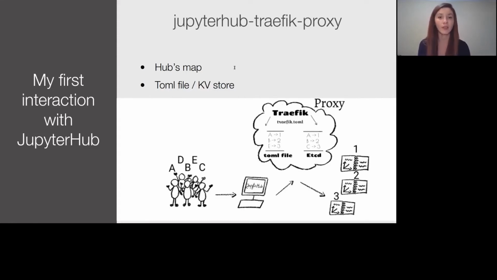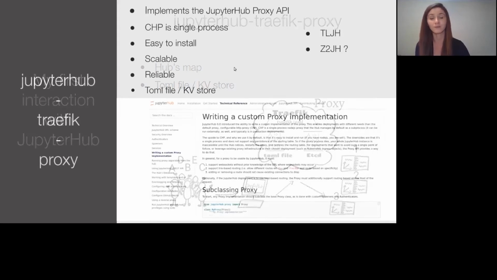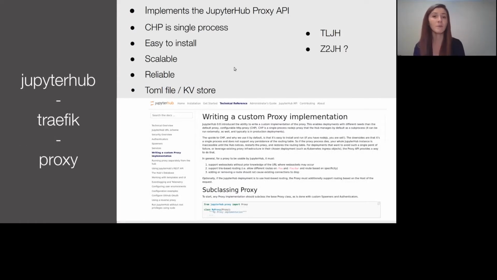It holds a routing table that knows how to link a username to its associated notebook server. JupyterHub traffic proxy in particular can store this table in a TOML file or in a key value store. So, traffic proxy implements the JupyterHub proxy API, and it differs from CHP in terms of routing table storage. CHP is a single process, Node.js proxy, that stores the routing table in memory. Because of this, CHP is easy to install and run, and this makes it a fine option for some cases.